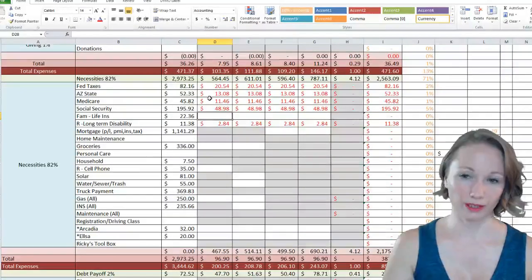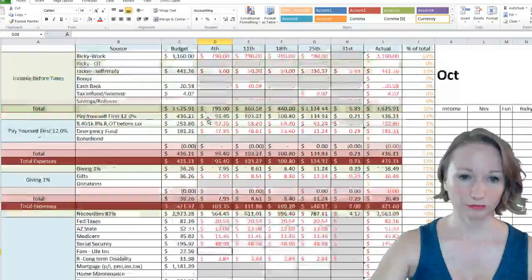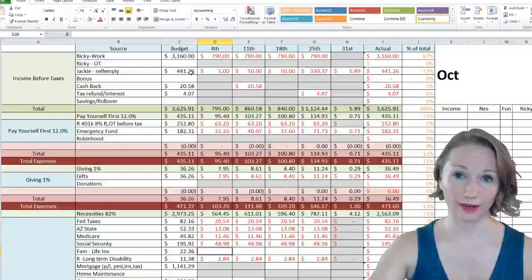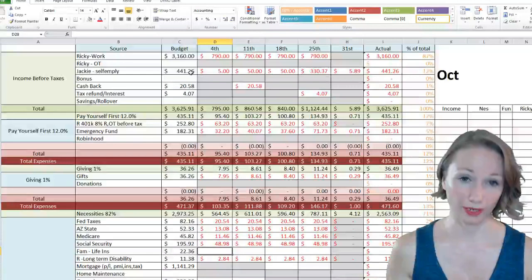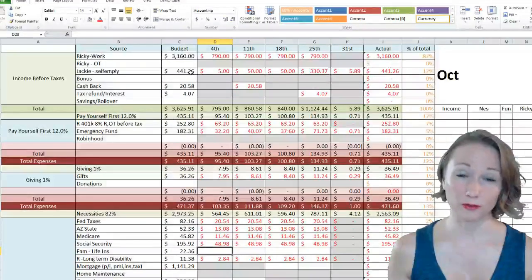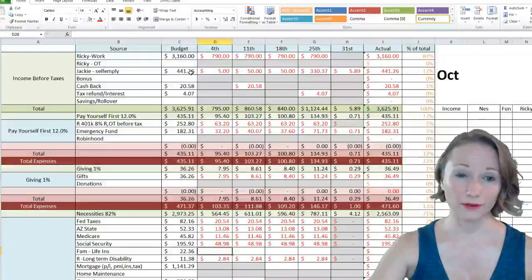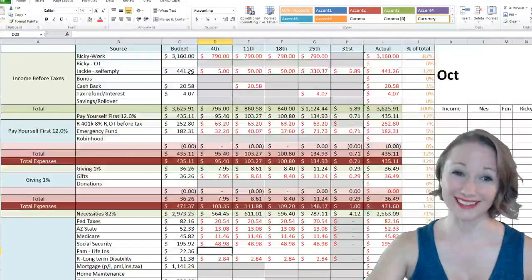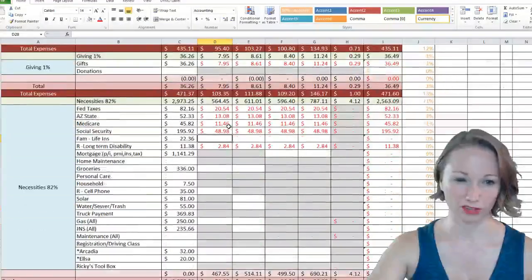My self-employment up here, this is half of what I expect to make for my self-employment. The other half, I do a self-employment income expense report. You can see how I split it up. But out of the other half, 15% sits in the savings account to cover my taxes at tax time. So that, just so you guys know.